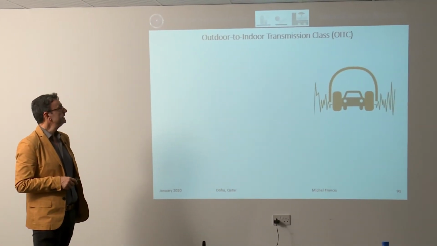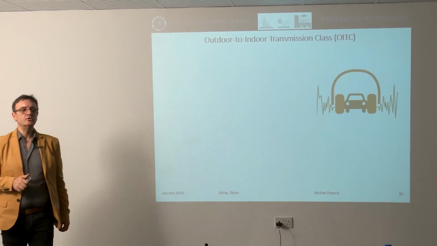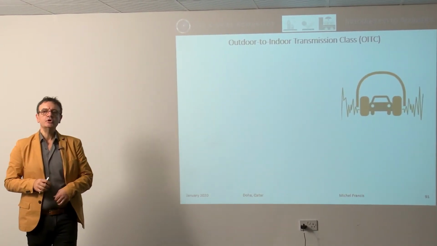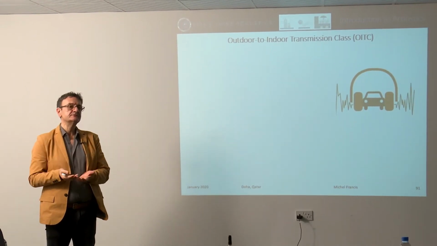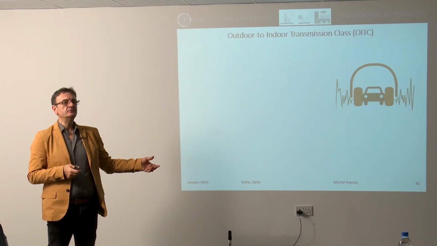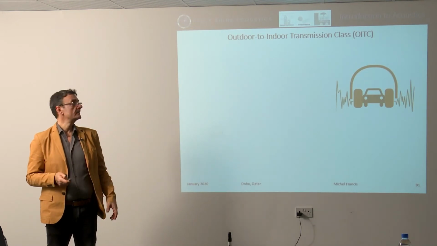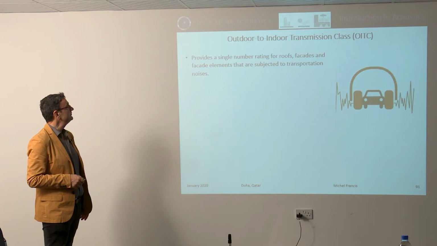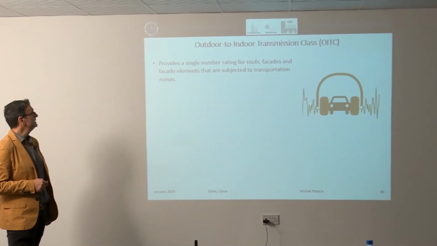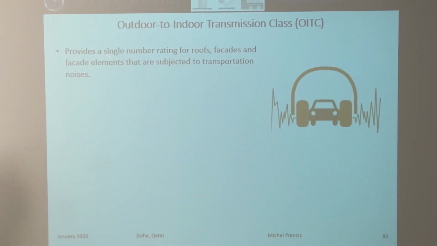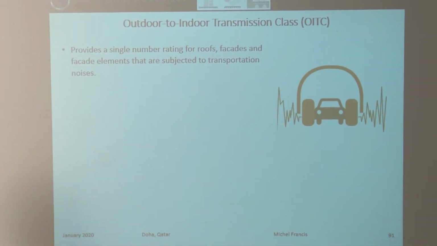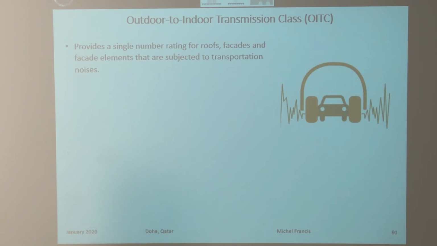So before moving on to talk about the materials and what all the numbers on the catalog mean, I want to give you the idea about other metrics. The first metric we want to consider is the OITC, or outdoor to indoor transmission class. More often than not, I have seen consultants and contractors and even acousticians make the mistake of mistaking OITC for STC. But there is a big difference. The difference is that first, it does provide a number for rating roof, facade, and facade elements that are subjected to noise, but that noise is coming from transportation. And so the calculation that you do to get the OITC is quite different than the calculation you do to get the STC.